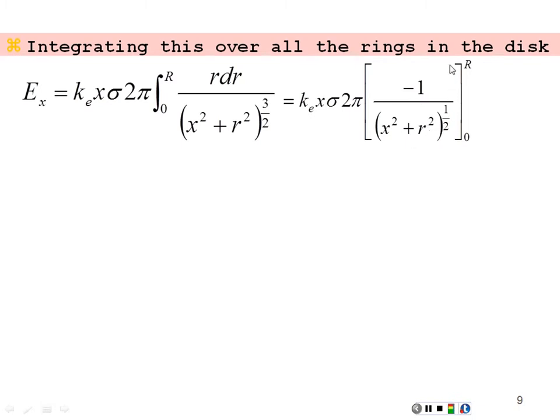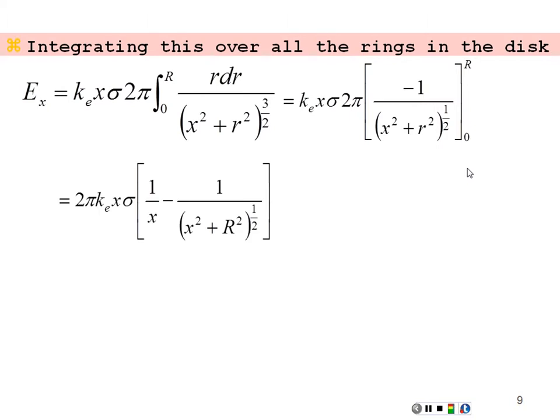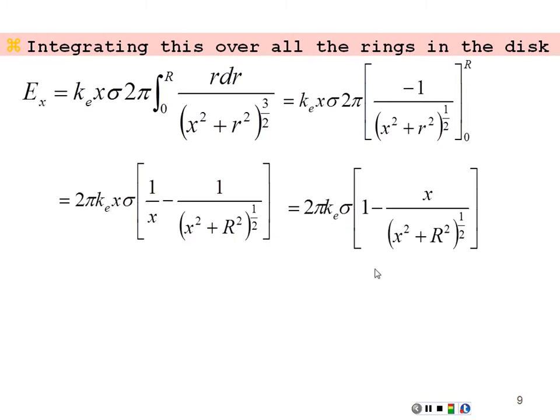So we'll evaluate this from 0 to r, the radius of the disk, and we have that this is 2 pi k x sigma times 1 over x minus 1 over x squared plus r squared to the 1/2 power. Or if I factor in the x, I have 2 pi k sigma times 1 minus x over x squared plus r squared to the 1/2 power. All right, cool.